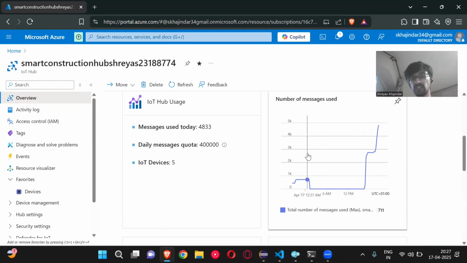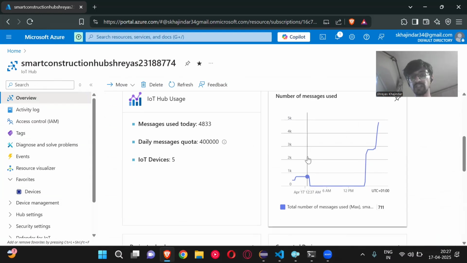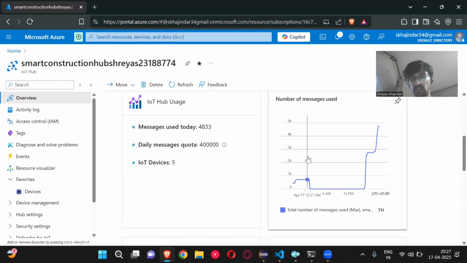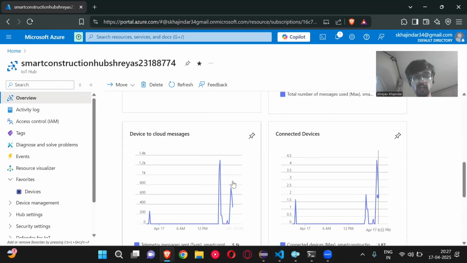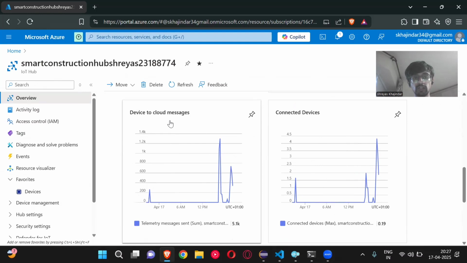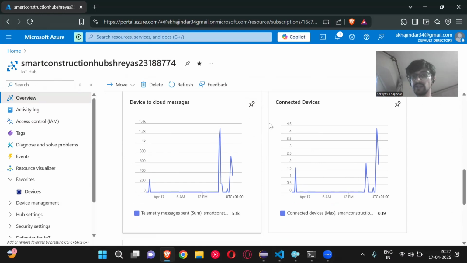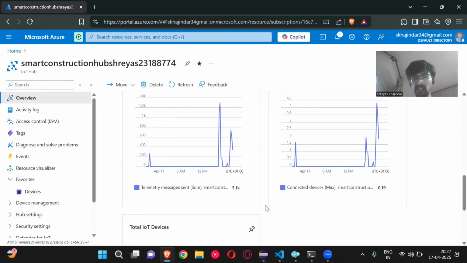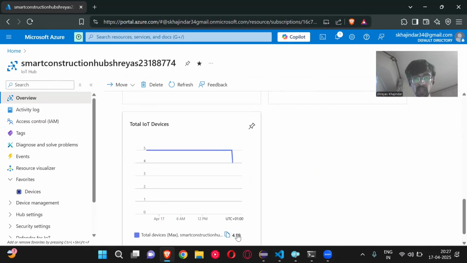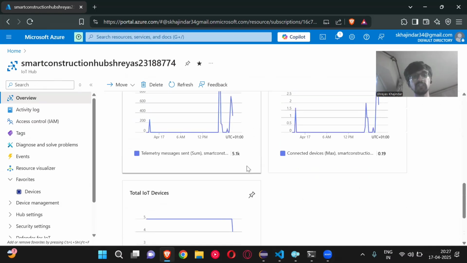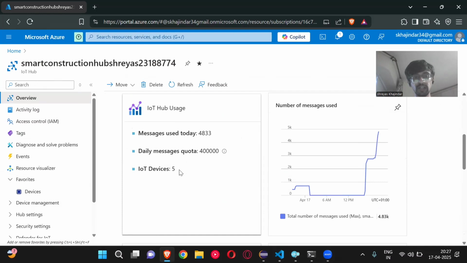This is the presentation of how many messages are used. A device-to-cloud message means how many messages are sent by the devices to the cloud, and these are the connected devices. This is the total of IoT devices; I have created five IoT devices in the devices tab.